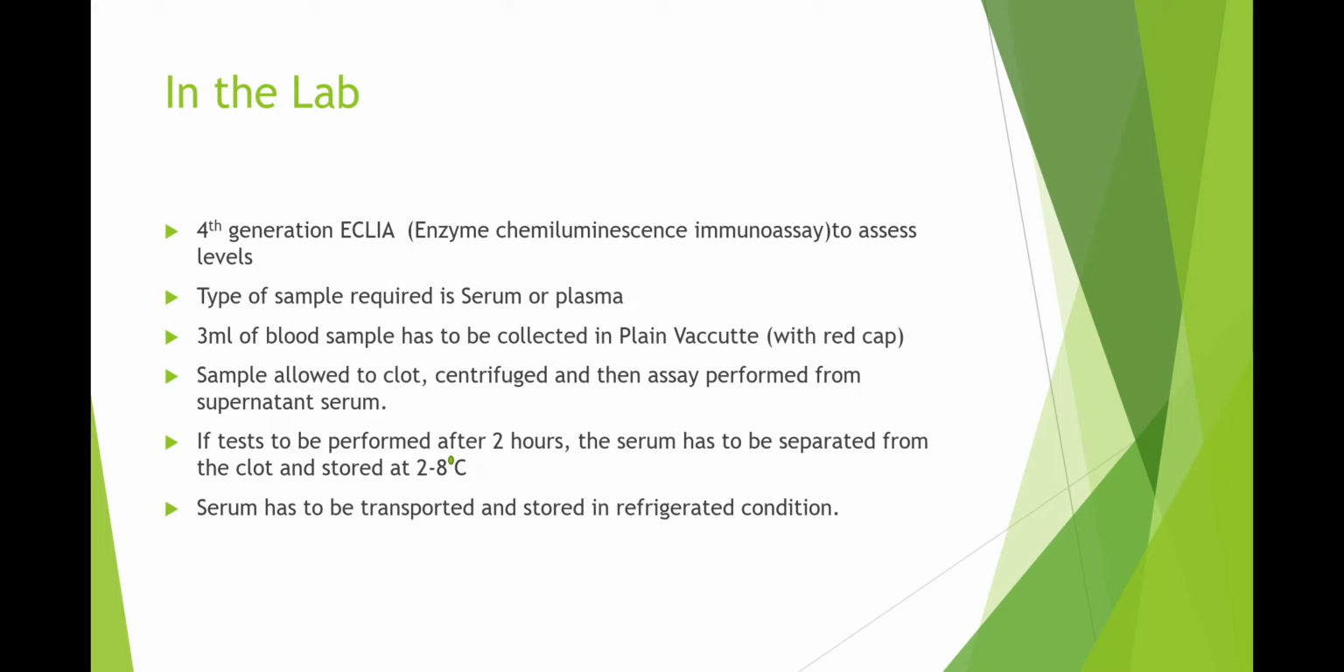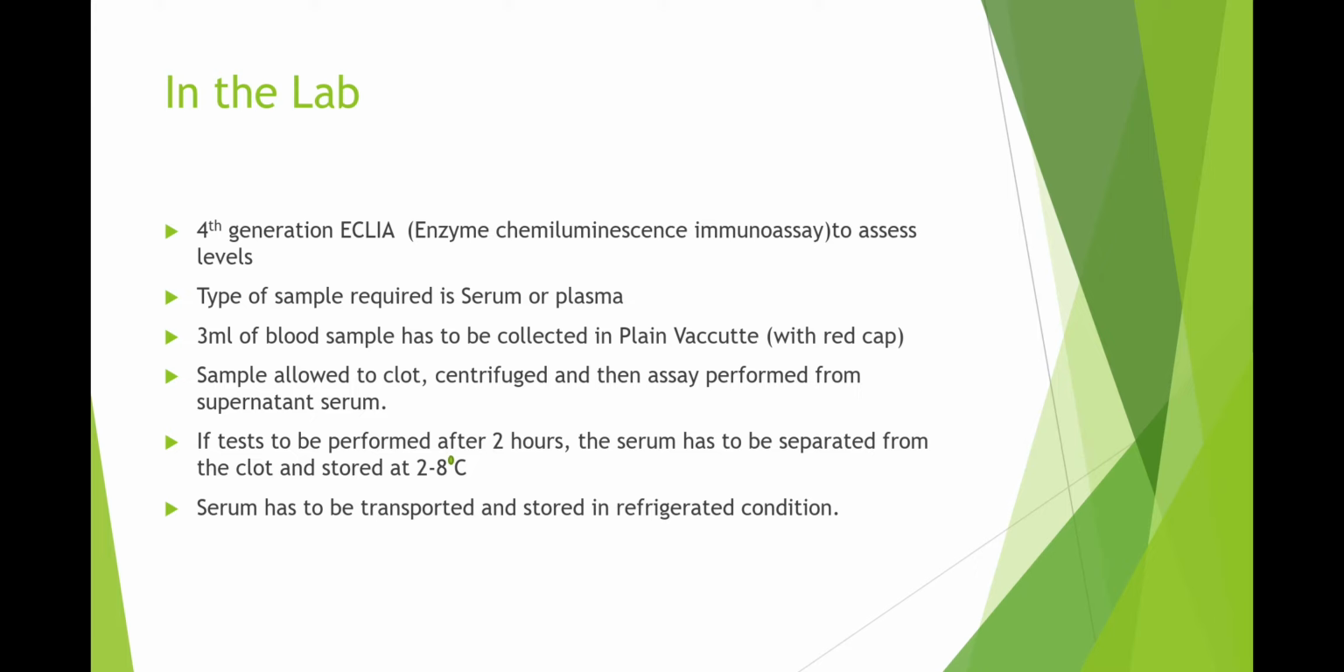In the lab, how will we do the thyroid function test? The 4th generation enzyme chemiluminescence immunoassay is used to assay the levels. The type of sample required is serum or plasma. 3 ml of blood has to be collected in a plain vacuum tube, which will yield the serum. The sample is allowed to clot, centrifuged, and then the assay is performed from the supernatant serum. If the tests are to be performed after 2 hours, the serum has to be separated from the clot and stored at 2 to 8 degrees Celsius.